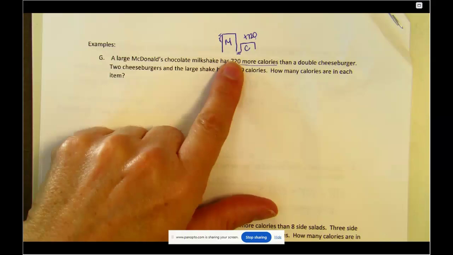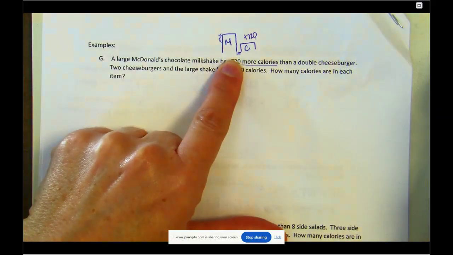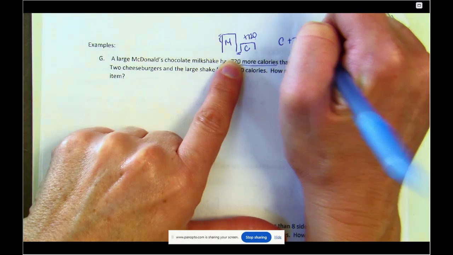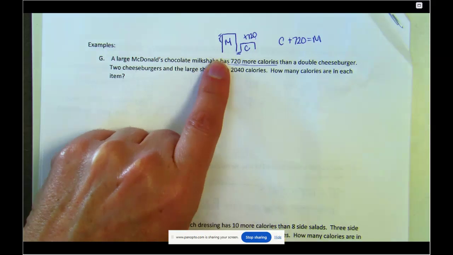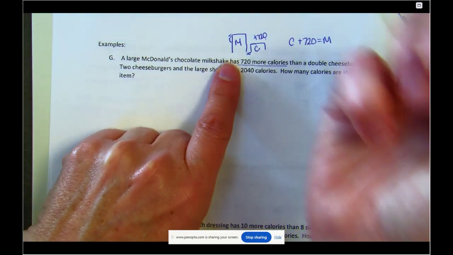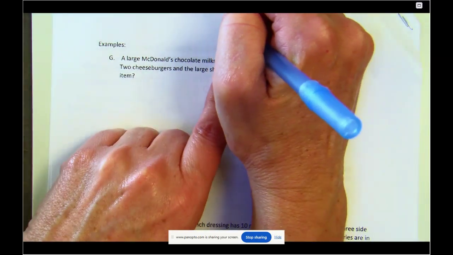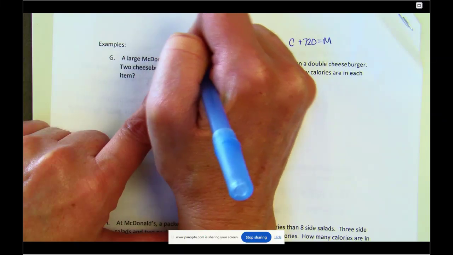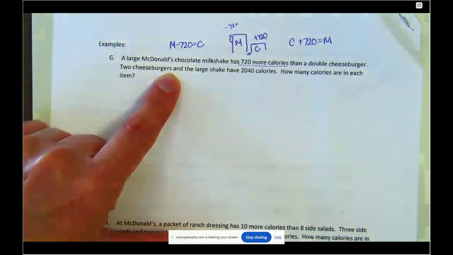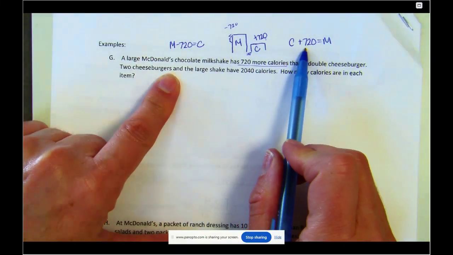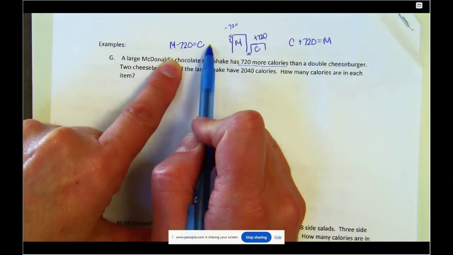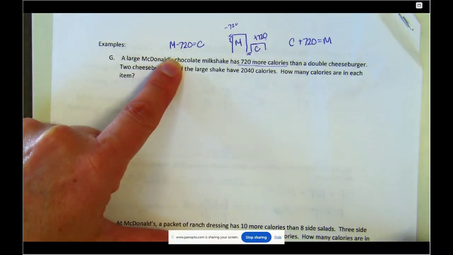So the equation would be what? C plus 720 equals M. Now, McKinley also said, I just want to show you this, you don't have to write it down. She said we could have subtracted 720 from the M. So I would have M minus 720 is equal to C. I could make that into this. These are the same because I could add the 720 to the other side using equation math. They're the same thing.